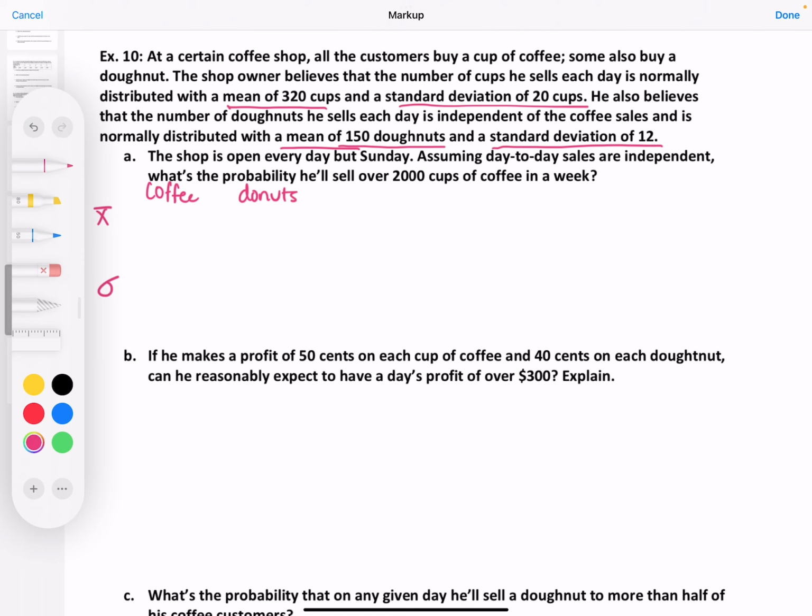All right. Coffee. Mean is 320 with a standard deviation of 20. Donuts is 150 with a standard deviation of 12. And this is per day.